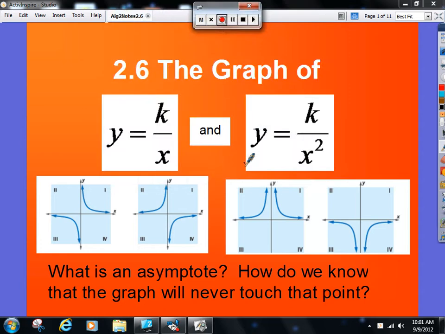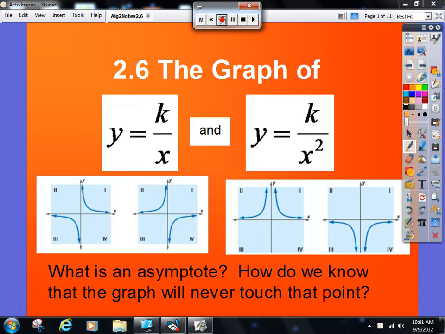Hi guys, this is 2.6, the graph of y equals k over x and y equals k over x squared. There's your journal choice. I think you'll enjoy it.